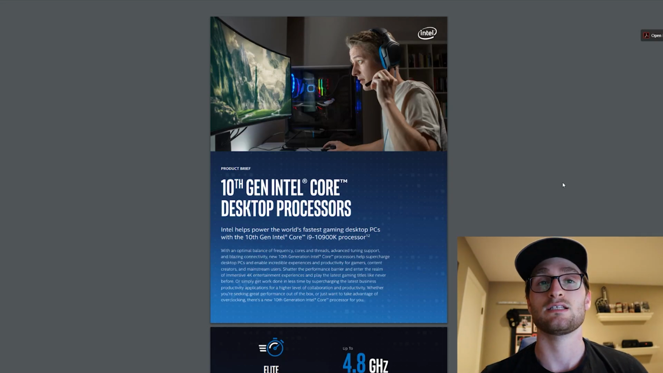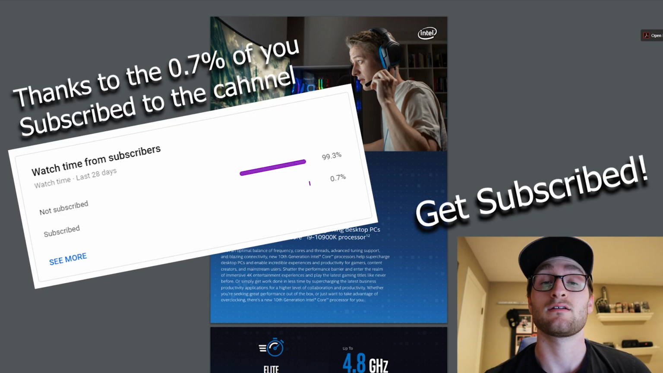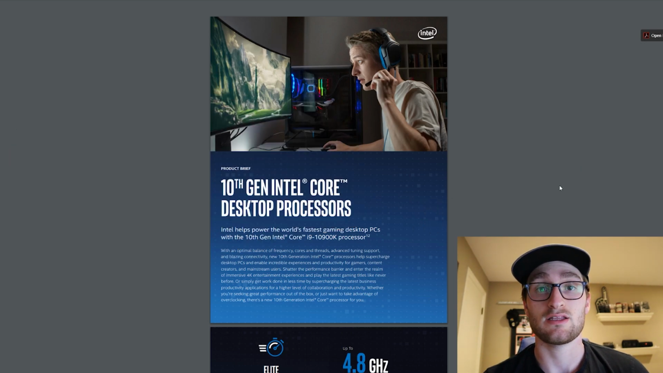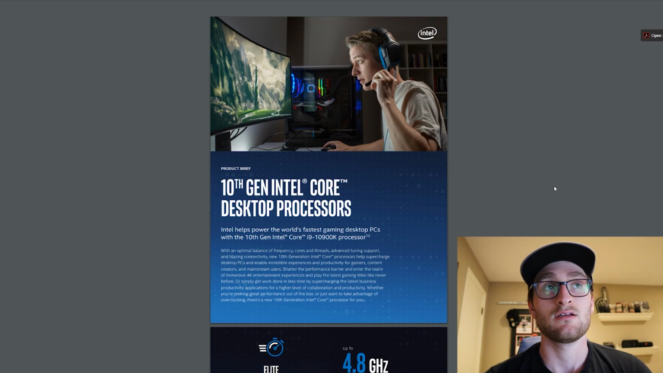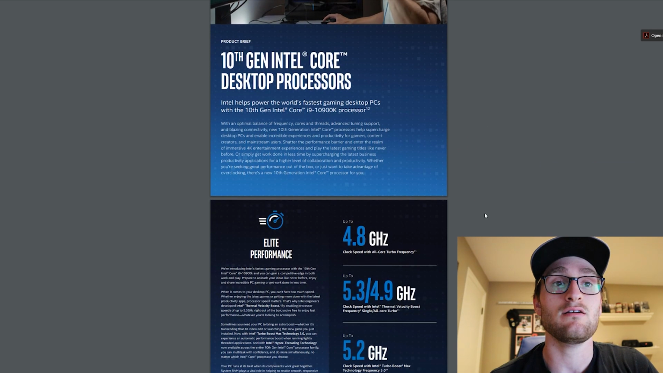So with Intel releasing its 10th generation processors a few weeks back, and pre-ordering beginning early last week for both Z490 motherboards as well as the 10th gen chips, I wanted to take a look and see if it is actually the right time to upgrade your system to these 10th gen processors.